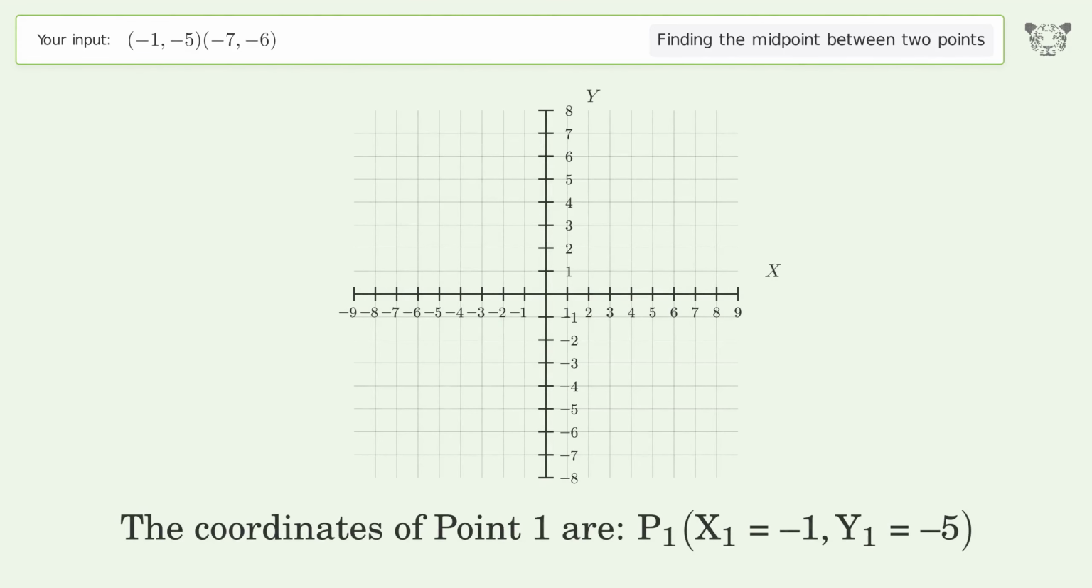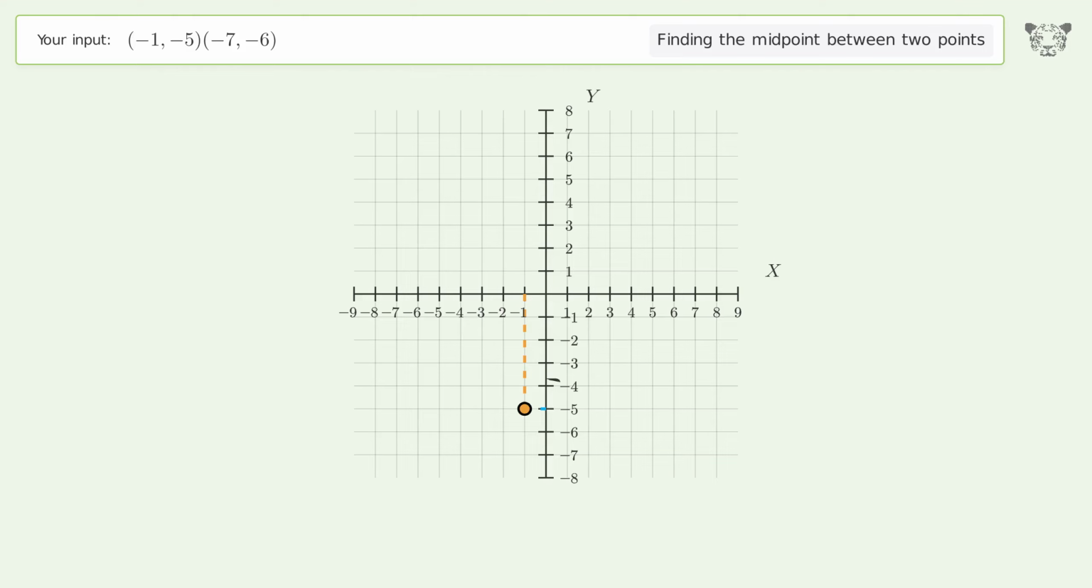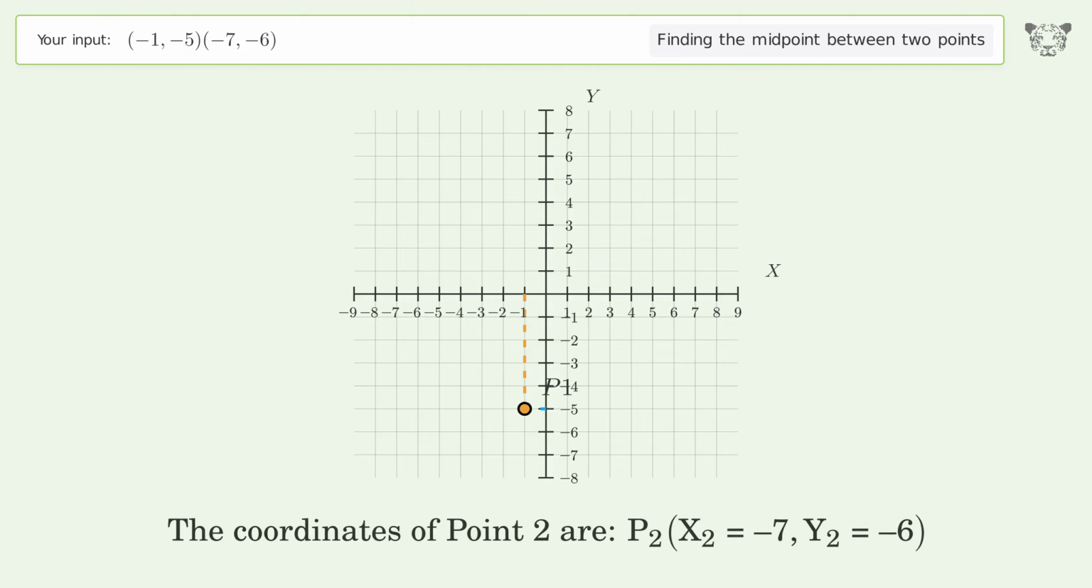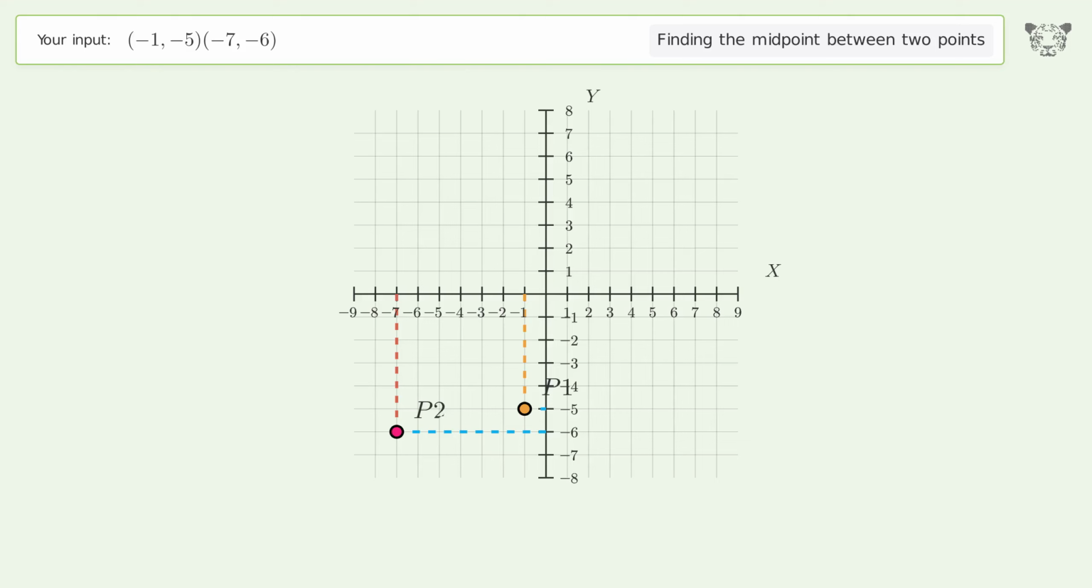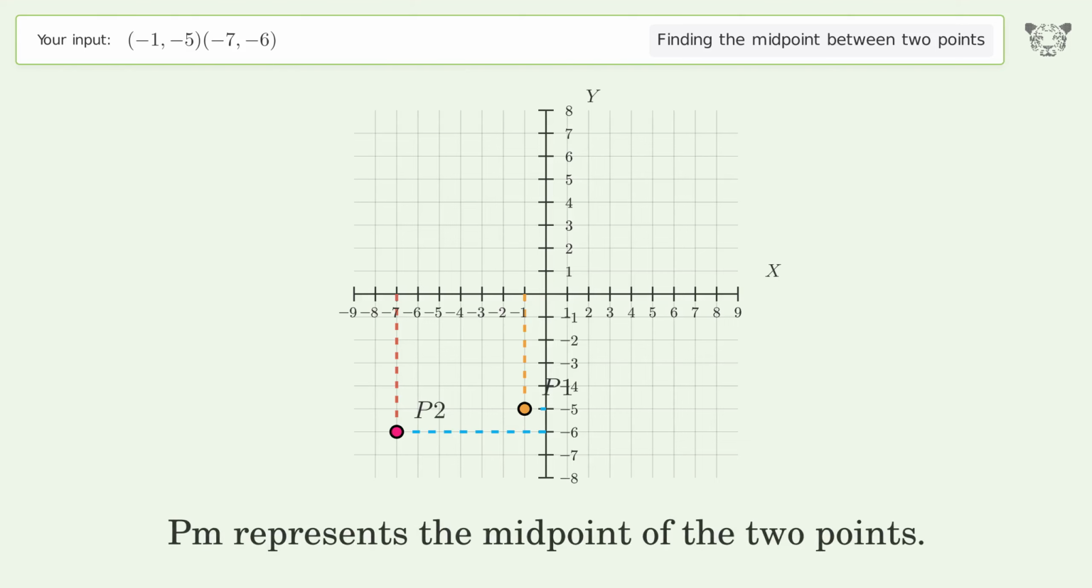The coordinates of point 1 are x1 equals -1, y1 equals -5. The coordinates of point 2 are x2 equals -7, y2 equals -6. PM represents the midpoint of the 2 points.